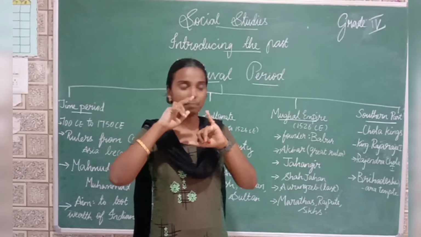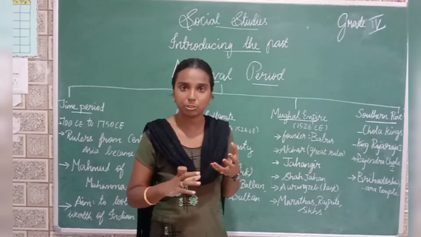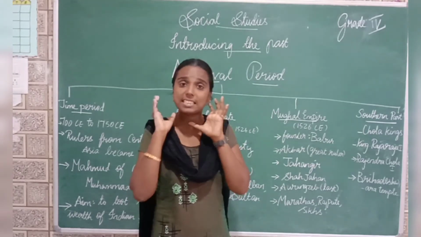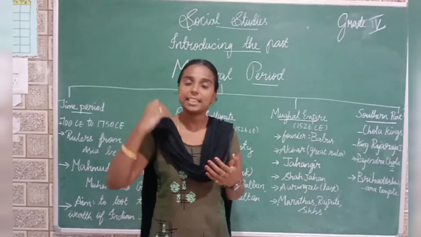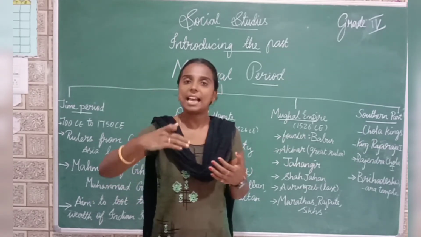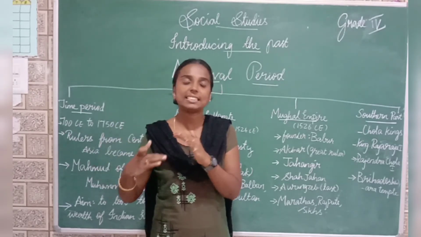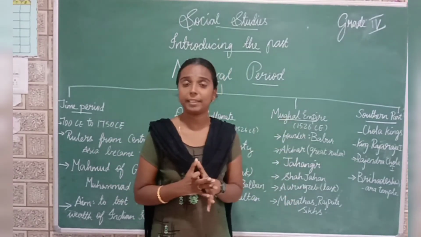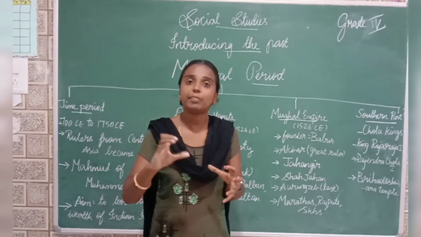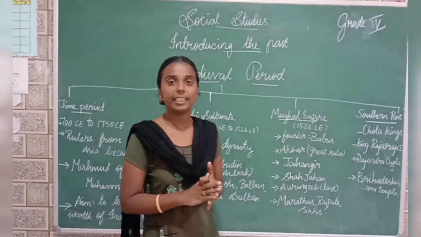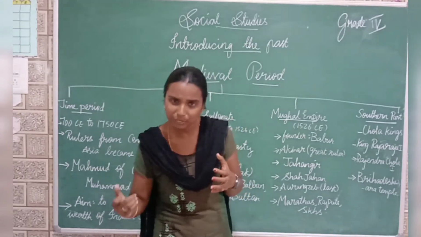So first Babur founded this Mughal Empire, then next to Babur, Akbar came to the throne, and Akbar is considered as the powerful ruler of this Mughal Empire. And next to Akbar, his son Jahangir came to rule, and next to Jahangir, his son Shah Jahan, and next to Shah Jahan, his son Aurangzeb ruled this Mughal Empire, and this Aurangzeb is considered as the last powerful emperor of this Mughal Empire. Okay, and next to Aurangzeb, Mughal Empire started to decline.